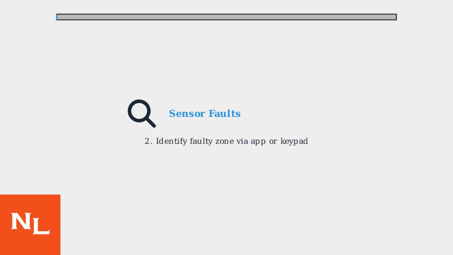Then identify the faulty zone using your ADT app or keypad. Clean the sensor and ensure it's properly aligned. If the problem persists, power cycle the system or consider replacing the sensor.